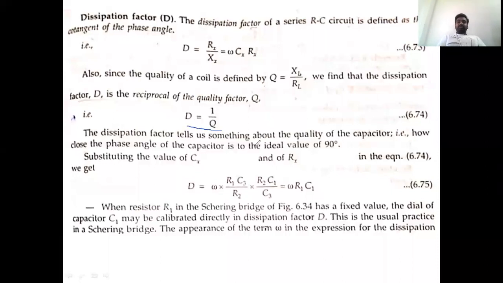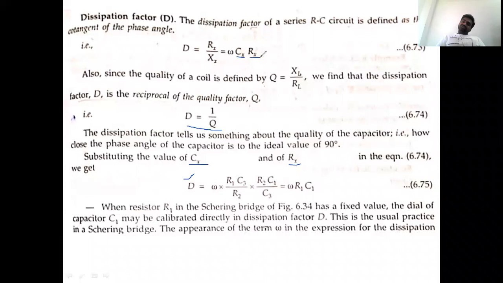The dissipation factor tells the quality of the capacitor and how close the capacitor is to a pure capacitor, for an ideal value. After calculating the dissipation factor, we can compare this capacitor with a pure or ideal capacitor and see the similarities. So what will be the dissipation factor? Capital D is equal to, if we substitute the calculated Cx and Rx in the terms.